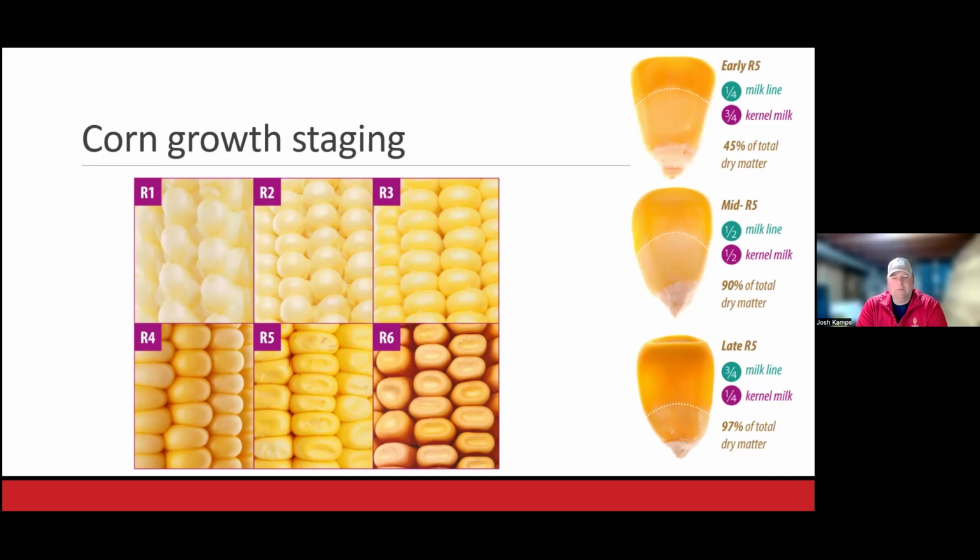Kind of an important fact as well is we really need to wait until that corn ear has developed and reached about that half milk layer. You can see how the total dry matter just explodes from early R5, where it's at 45% dry matter, up to that mid R5, where it's at 90% of total dry matter. Okay, so really a lot of extra yield, I guess I'll say, for that silage crop if we can allow that to dry just a little bit more in the field.